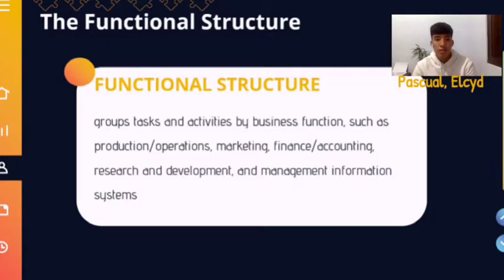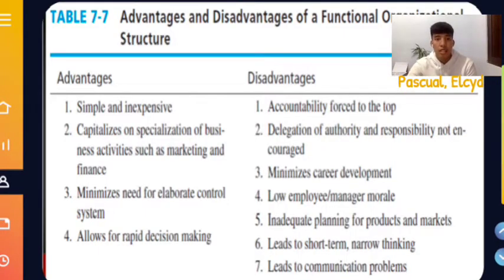The functional structure groups tasks and activities by business function, such as production, operations, marketing, finance, accounting, research and development, and management information system. The advantages and disadvantages of functional organizational structure. Advantages: first, simple and inexpensive. Second, capitalizes on specialization of business activities such as marketing and finance. Third, minimizes need for elaborate control system. Fourth, allows for rapid decision making.